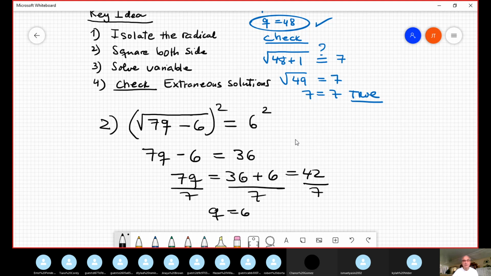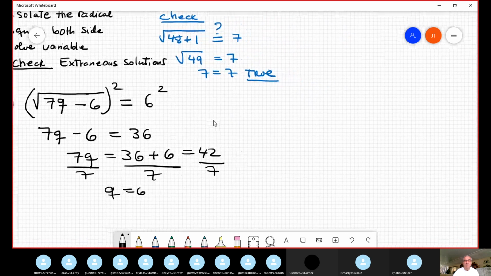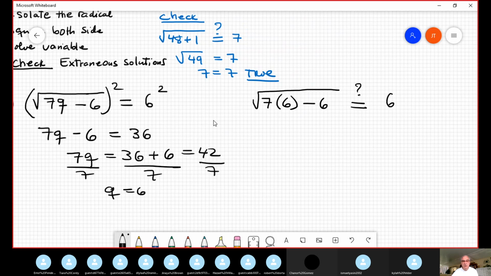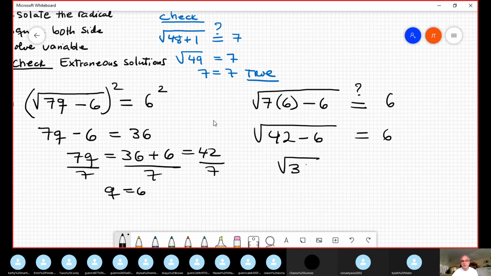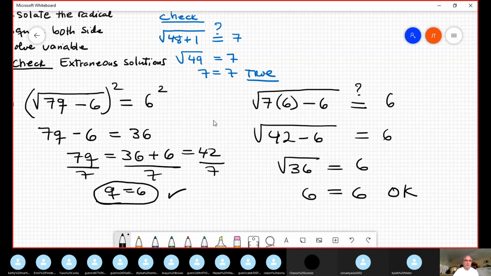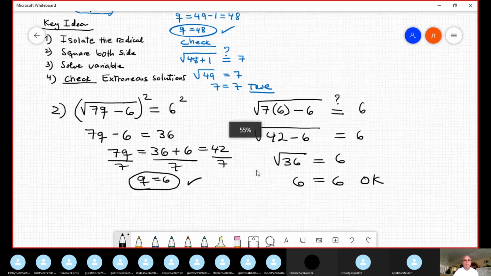Okay, I need to check it. Here. I claim that square root of 7 times 6 minus 6 should be equal to 6. 7 times 6 is 42. 42 minus 6 is 36. Square root 36 is 6. Okay, solution 6. Any question? Radical equation.